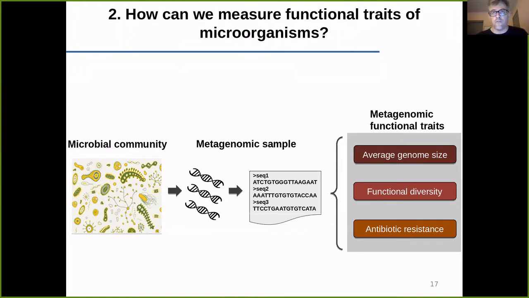There are many metagenomic functional traits that can be computed from this data and can be used to characterize microbial communities, or can be used as ecological markers, or to gain insight into the ecology of microbes in general. I listed three here. They're very common: the average genome size, the functional diversity, and the abundance of antibiotic-resistant genes.